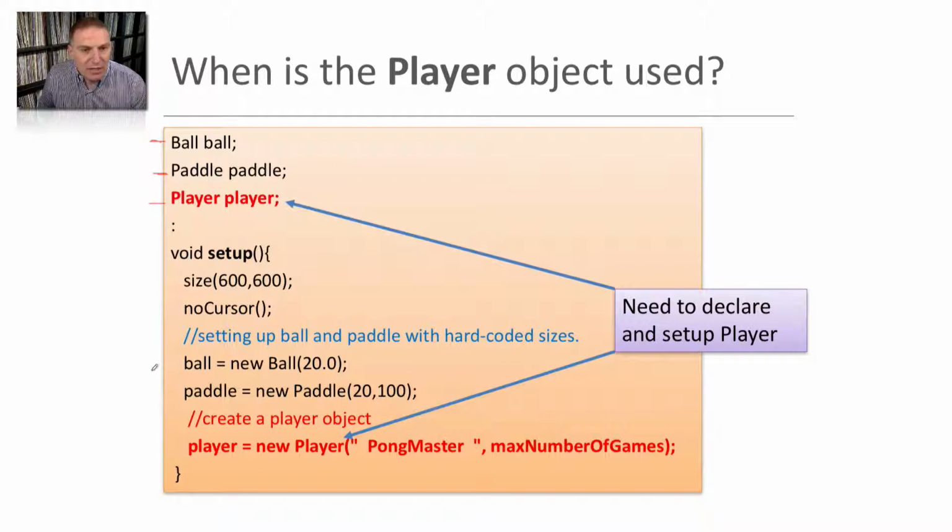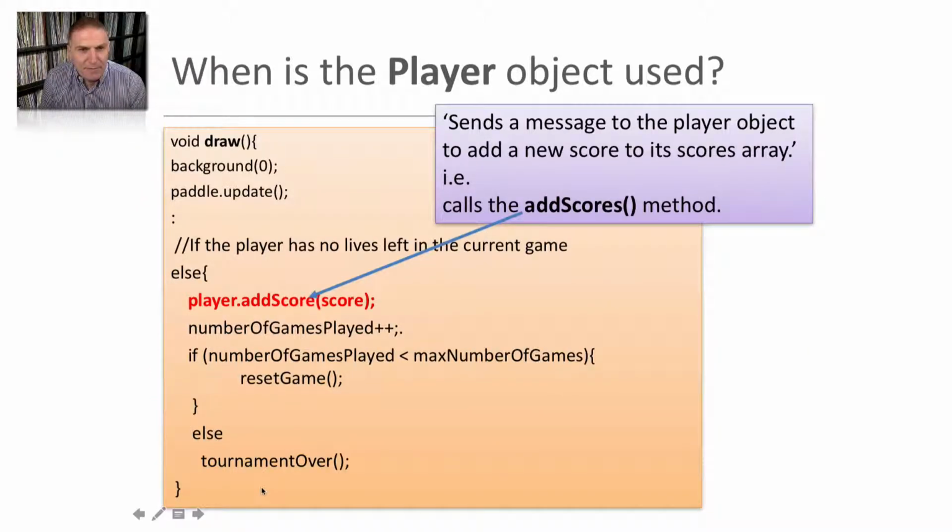So after we've initialized the ball and initialized the paddle, we're then going to initialize the player object by calling the constructor method in new Player and passing in initial values of Pong master and the max number of games. So this is going to call the constructor method.